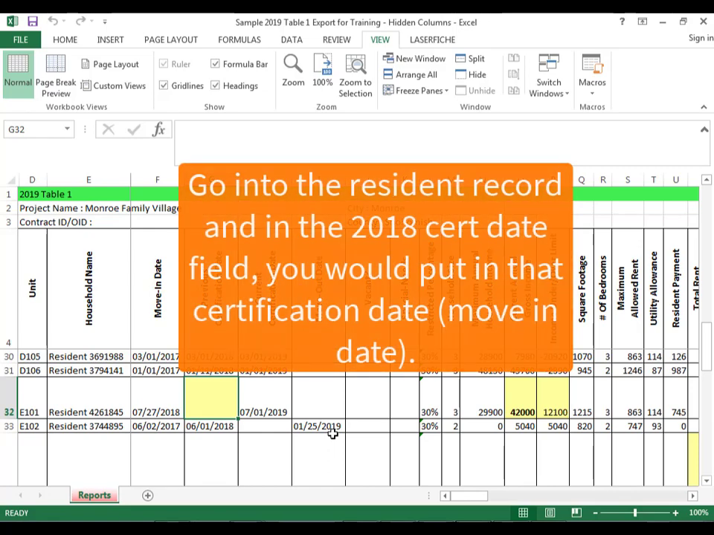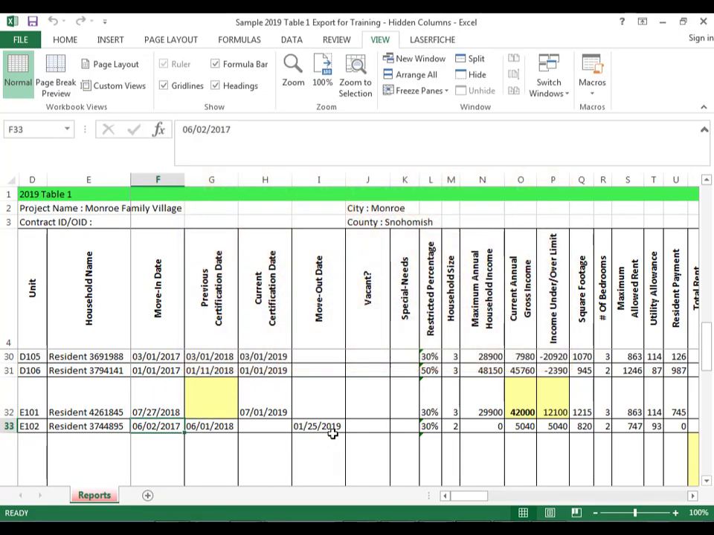In order to fix that, you would go into the resident record, and on the 2018 cert date field, you would want to put in that certification date, which should have been the move-in date of 7/27/2018. And then once you put that in, the system will no longer be looking for a missing certification.